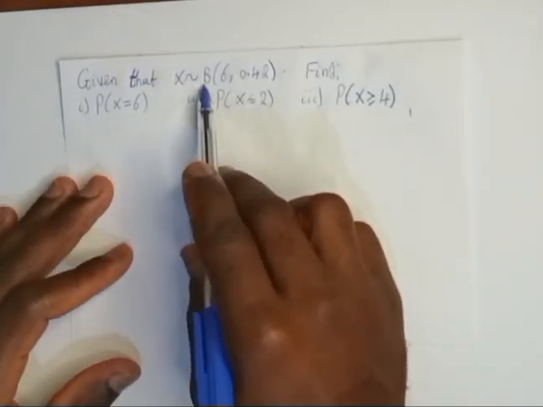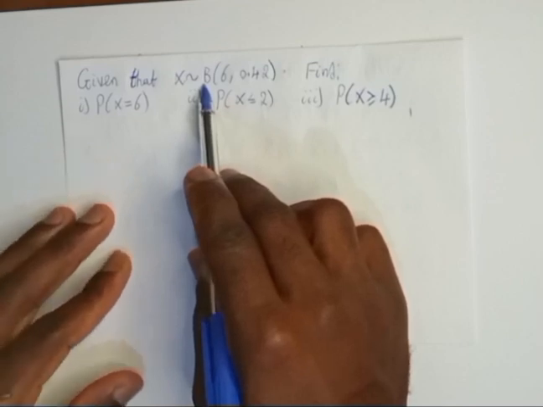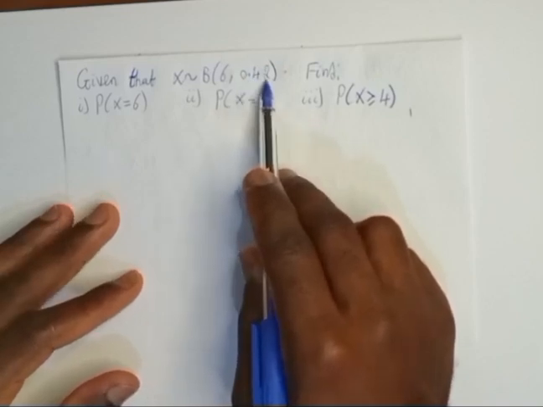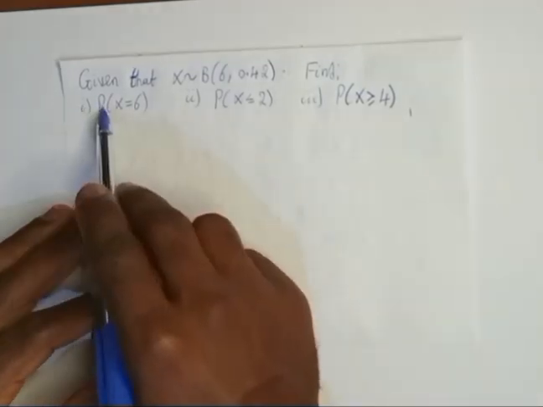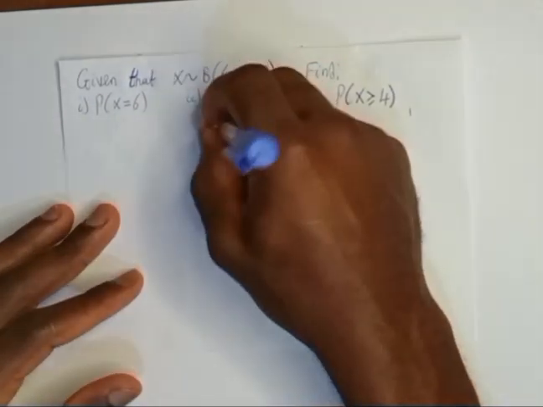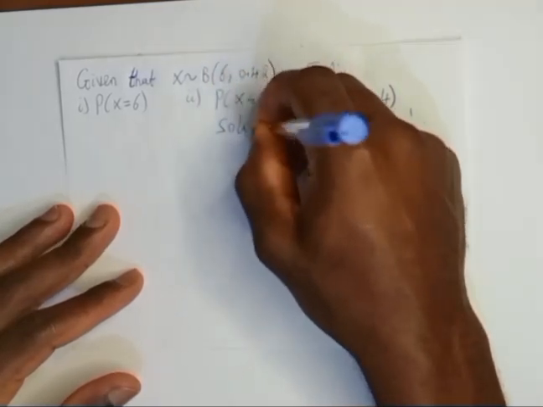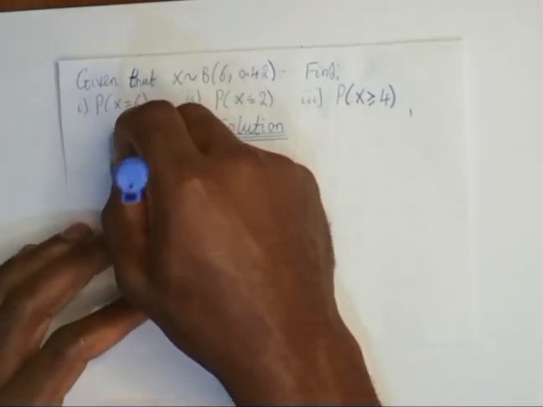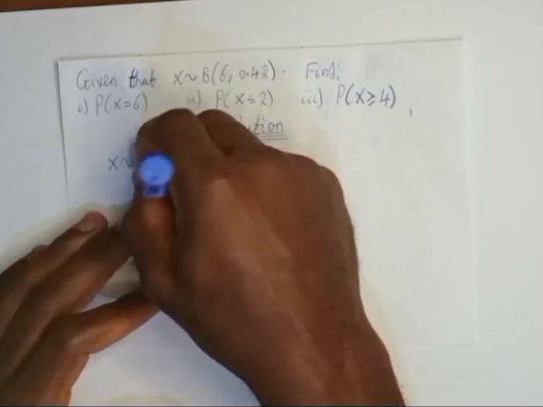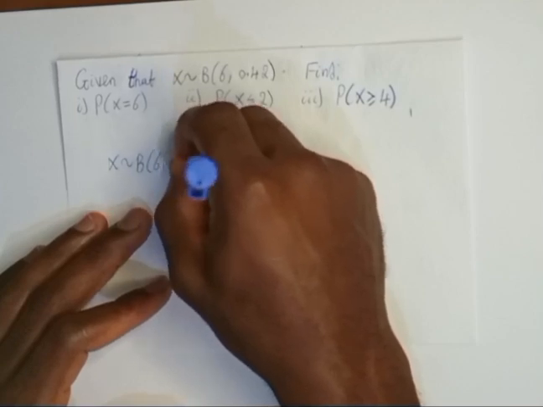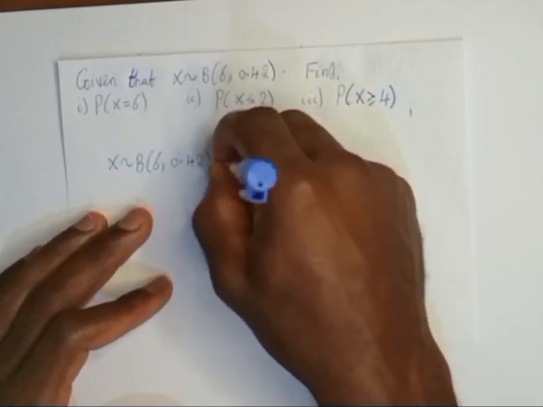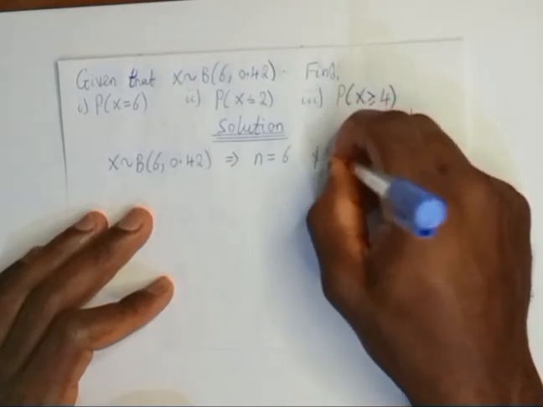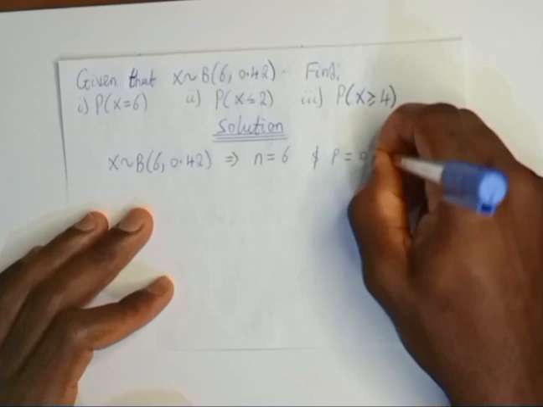Given that x follows a binomial distribution with 6 trials and probability of success 0.42, find question 1, P(X = 6). Take solution. First thing, we are going to start by writing down the following parameters. We have x follows a binomial distribution with 6 trials and probability of success 0.42. Then we have n as 6, number of trials, and p, probability of success, as 0.42.